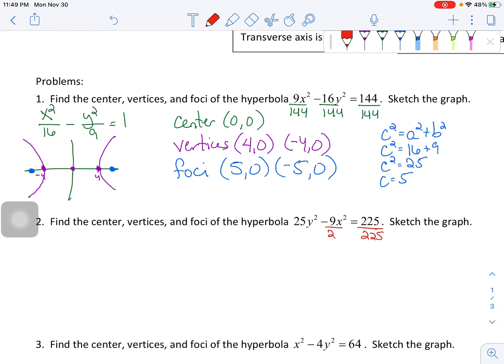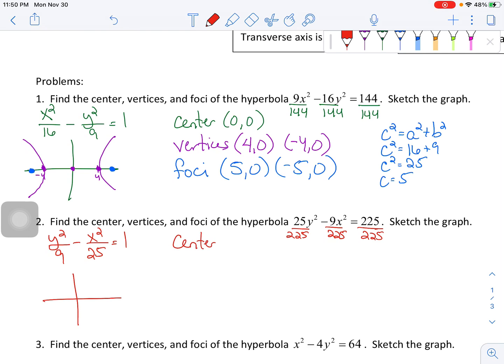I'm going to divide by 225 because I want to make sure that I can set this equation equal to 1. So 25 over 225 is 1 over 9. So this is going to be y squared over 9 minus, I'm going to guess it's going to be x squared over 25. Hey, I made a good guess. 25 is equal to 1.